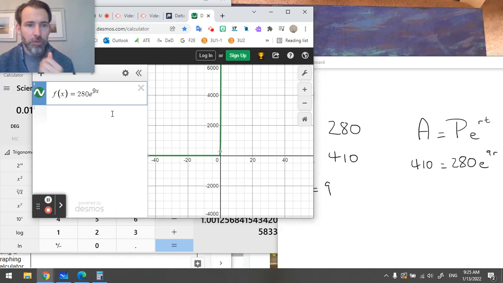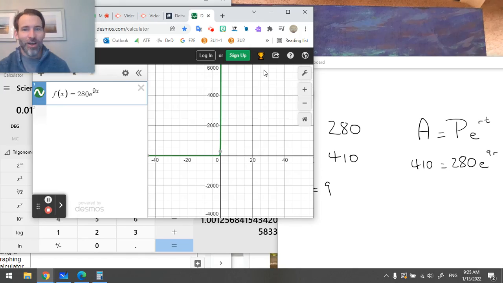And I want to know, after how many x does this equal 410? So let's put in the number 410. Okay, 410 equals y. We find this point of intersection. Okay, 0.042. Oh man, that can't be right. No, it can. Yeah, that's the interest rate that we want. It's 0.042. So there's 4.2%.